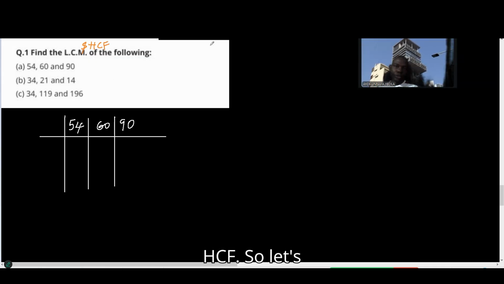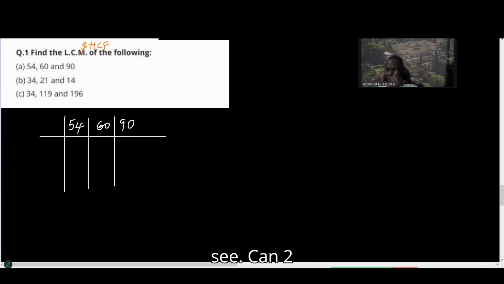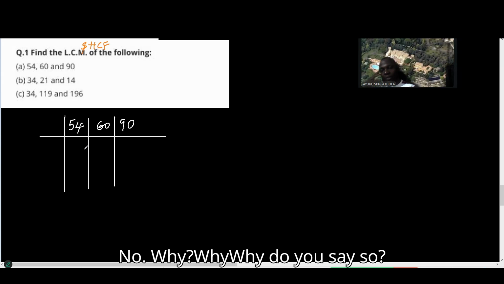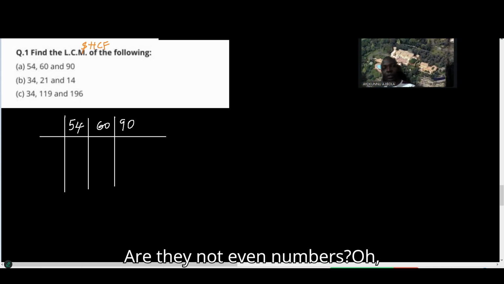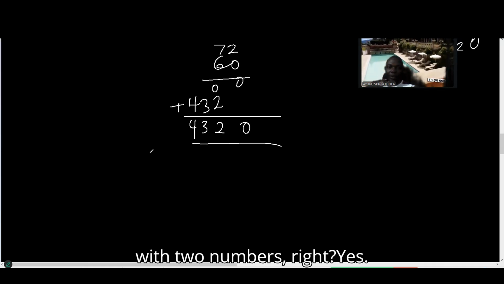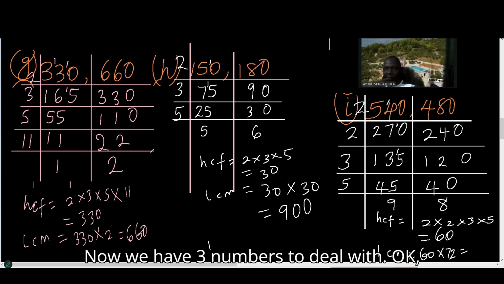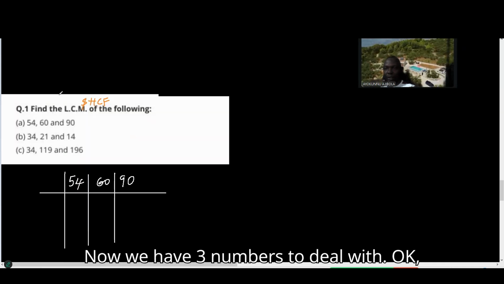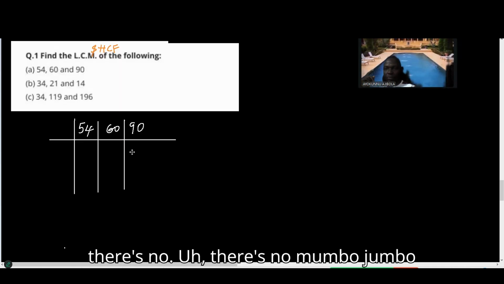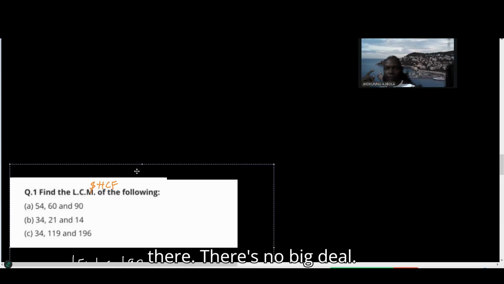HCF. So, let's see. Can two divide the three numbers? No. Why do you say so? Are they not even numbers? Oh, never mind. Yes. Before we were dealing with two numbers, right? Now we have three numbers to deal with, okay? And it's still the same method, so there's no mumbo jumbo there. There's no big deal.